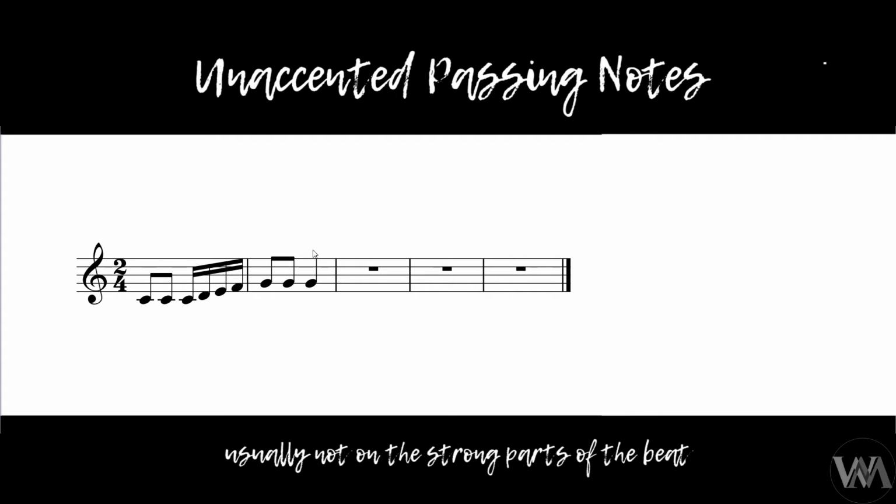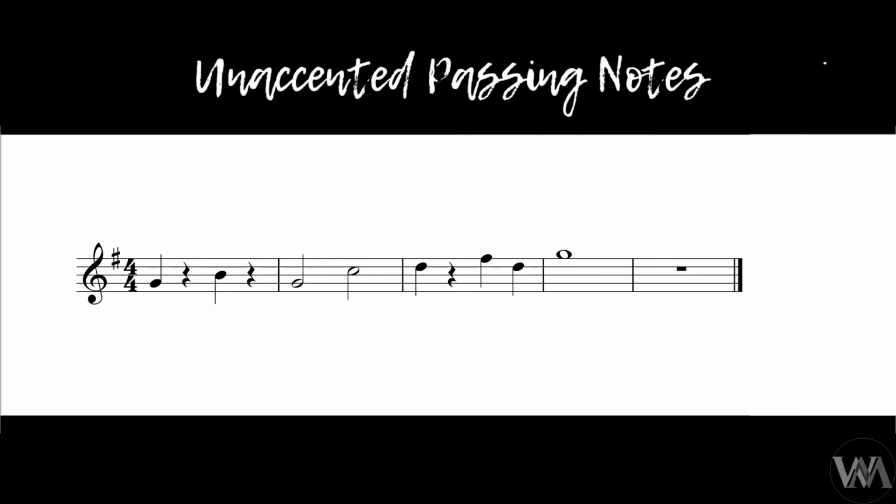It's not always the case, but most of the times when we try to write unaccented passing notes, we are going to do them on the weaker beats of each bar. So in our second beat, we will be writing those unaccented passing notes. If however, we need to write unaccented passing notes, we can still do it on the stronger beat, but most of the time try and do it on the weaker parts of the beat. So let's have a look at this example here.